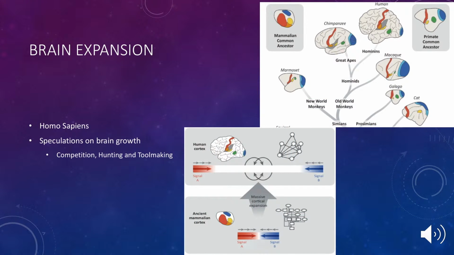Moving on to brain expansion. Through the evolution of mammals, brain expansion happened when the Homo sapien line began. Neanderthals and other extinct species lived through that period, but Homo sapiens are the only human species that carried on. The speculations about the cause of brain growth are competition, hunting, and tool making.